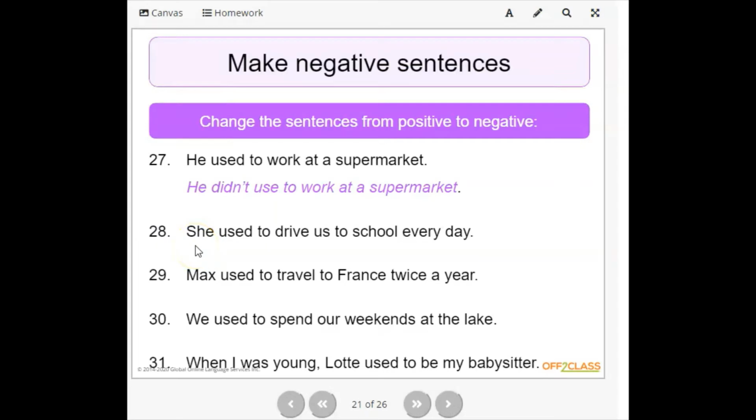Okay, 28. She used to drive us to school every day. Negative. She didn't used to drive us to school every day. 29. Max used to travel to France twice a year. Negative. Max didn't used to travel to France twice a year.